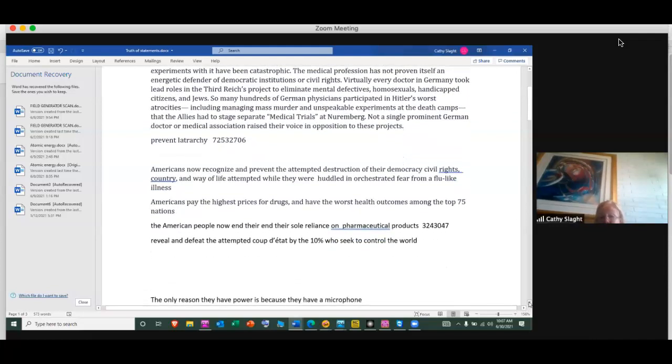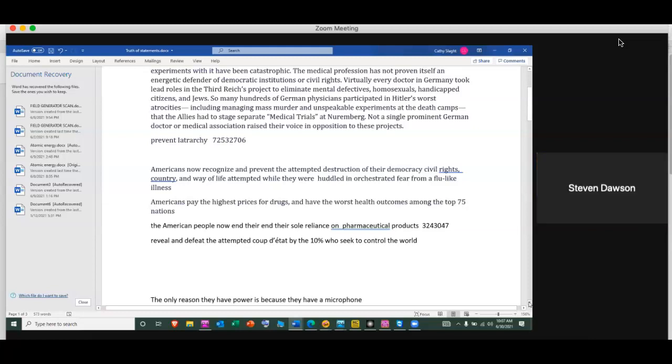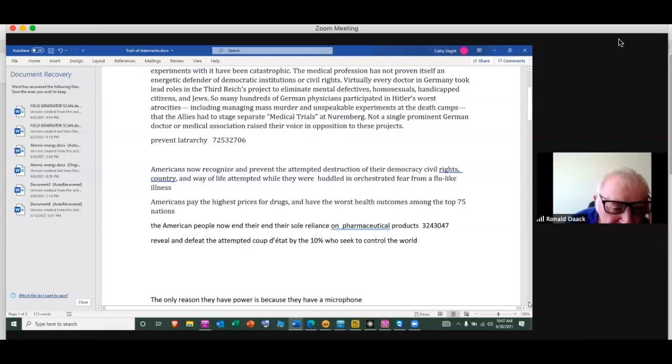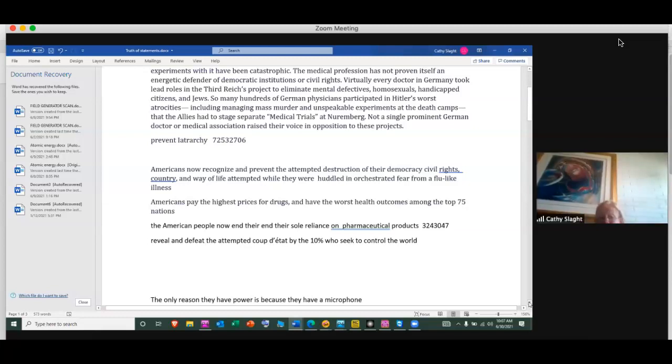Americans now recognize and prevent the attempted destruction of their democracy, which Mercola sees. I think Mercola has been banned pretty much from so many ways to speak out that I think he's a little angry, would you say? And then he mentions Americans pay the highest prices for drugs and have the worst health outcomes among the civilized nations. I believe that.